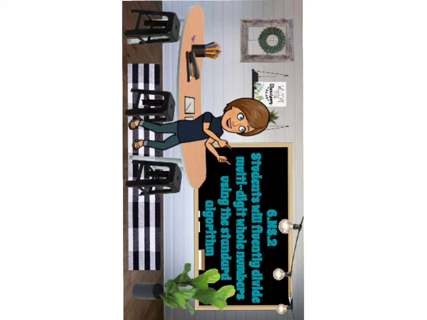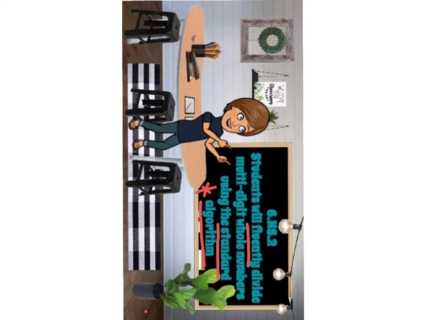So fluently, when we do something fluently, it just means that we're doing it automatically, that we've learned the steps in the process so well that those steps just come automatically. We don't have to stop and think about them. And we're going to be using the standard algorithm. Guys, algorithm is just a fancy teacher word because you know teachers like to use big words to mean method. So we're using the standard method or traditional method of long division.